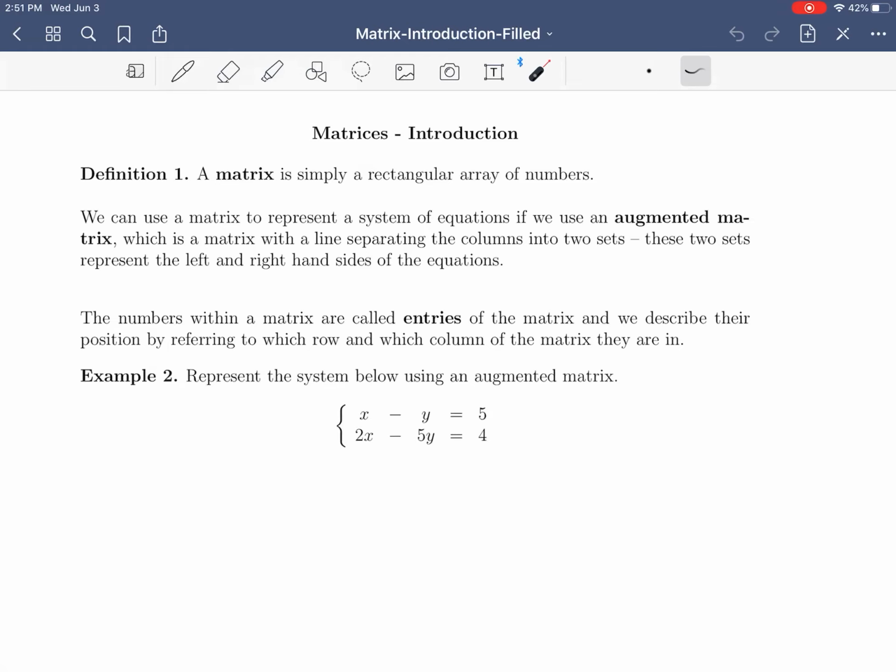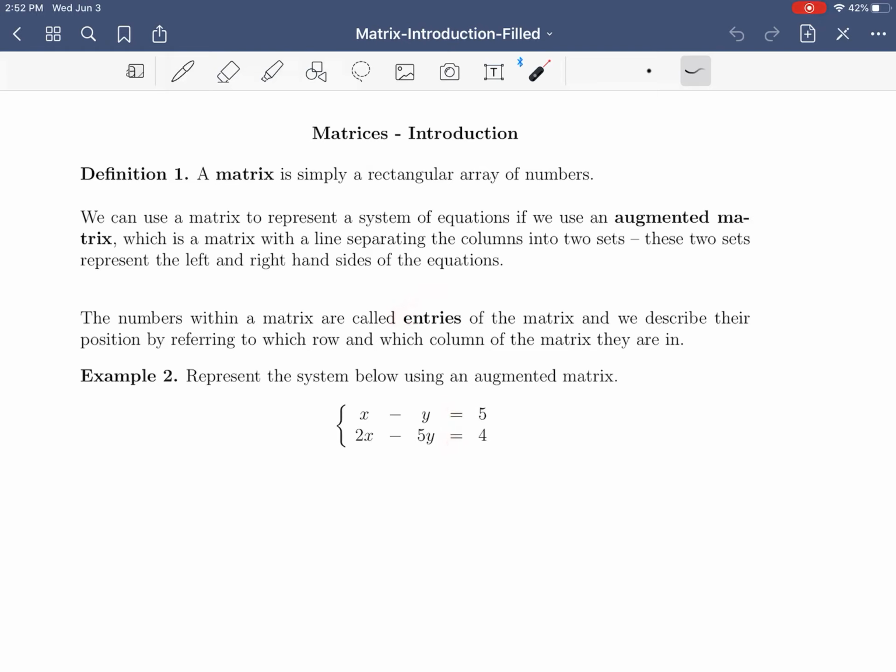Now the arrangement of the numbers matters. Where a number is located in the box or the array is important. And when we are talking about a system of equations with a matrix, we usually use what we call an augmented matrix. This is a matrix that has a vertical line that separates the columns into two sets. These two sets represent the left and right hand sides of the equations. So if we look at this system down here in example 2, there's one side of the equation and then the other side of the equation. So the equals is where the vertical line is.